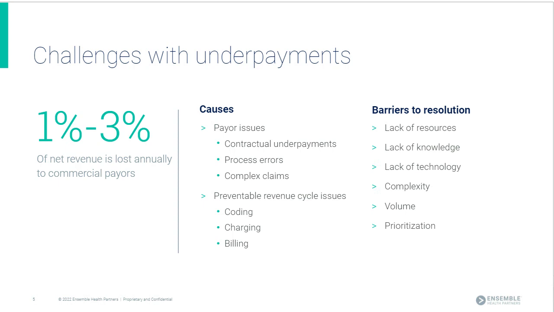To me, there are really two things that can cause an underpayment. The payer, obviously. These are your true contractual underpayments, processing errors, and complex claims that are causing you loss of net revenue. But there are also self-inflicted wounds within the revenue cycle that are preventable and fixable. I'm talking about coding, charging, billing, among other things.